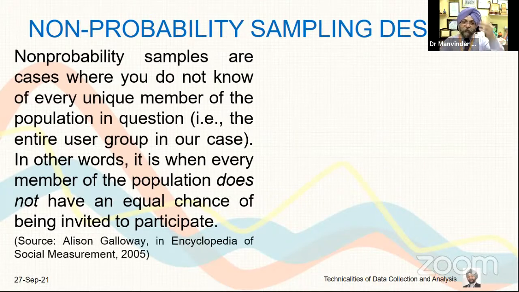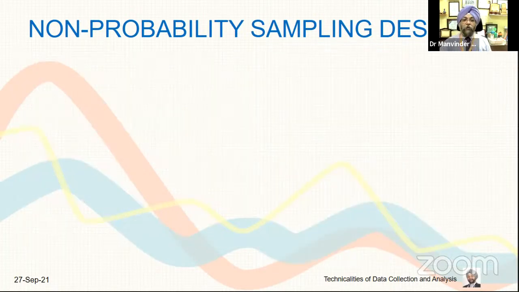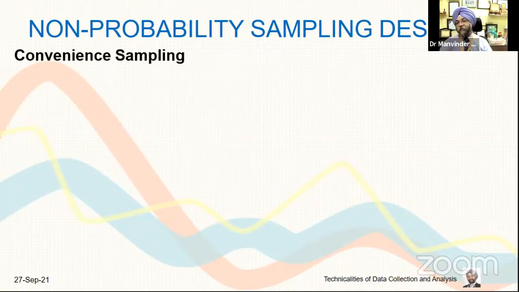This definition I have taken from Science Direct, the encyclopedia of social measurement. Now, in case of non-random sampling, we can have judgment sampling, convenience sampling, quota sampling, and snowball sampling, right? So we will be studying these. Let us take these things one by one.